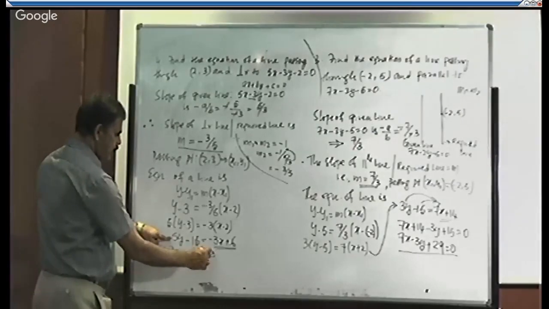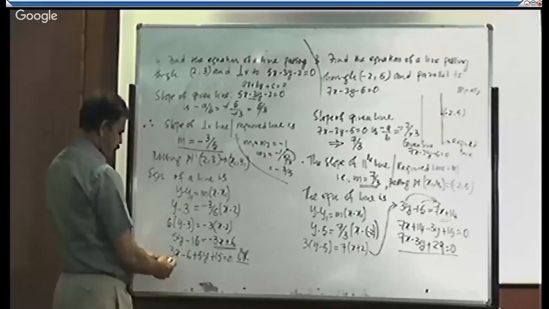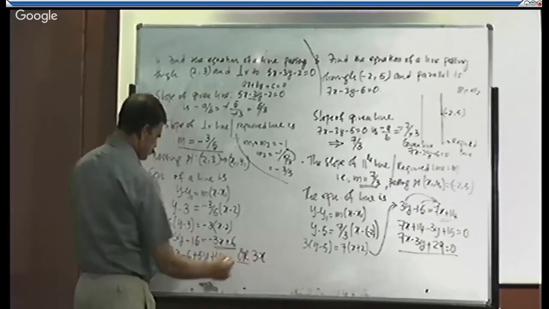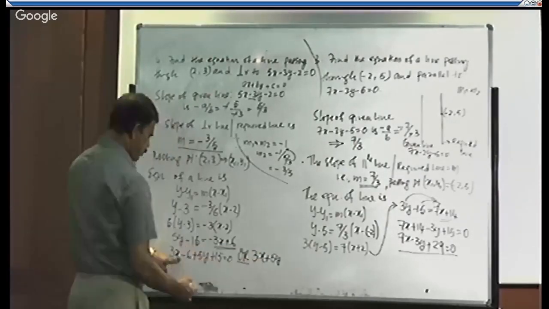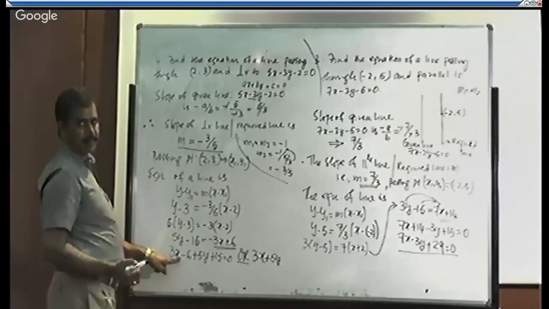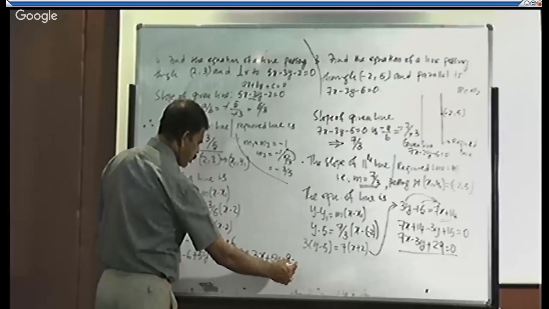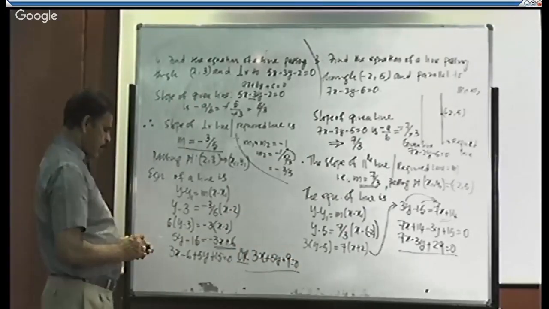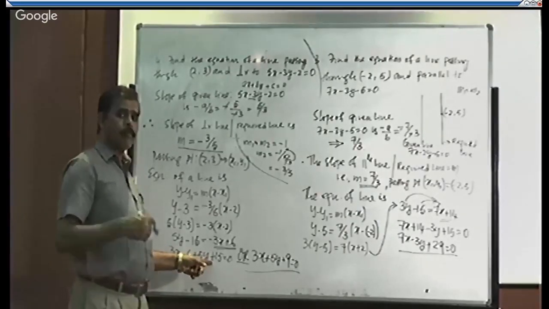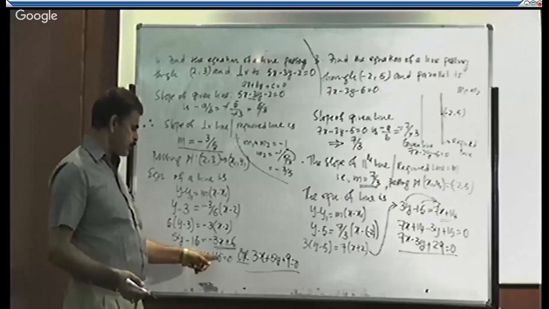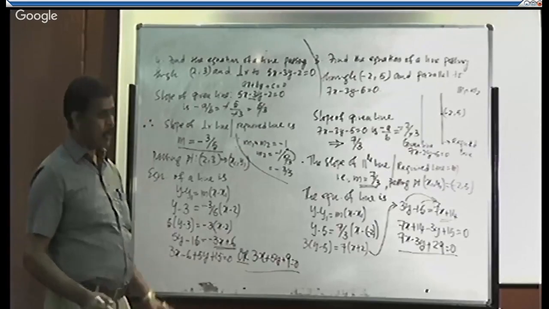Write the terms which are on the left side as they are: plus 5y plus 15 is equal to 0, or the answer becomes 3x plus 5y minus 6 plus 15. Minus 6 plus 15 is plus 9, correct? We have to subtract the smaller value from the bigger value, and take the sign of the bigger value. The bigger value's sign is positive, so I have taken positive. The difference of 6 and 15 is 9.